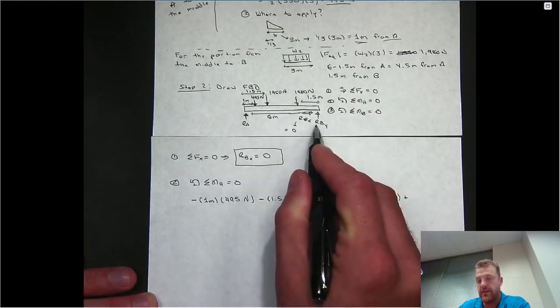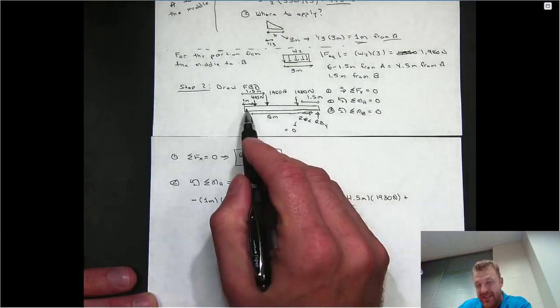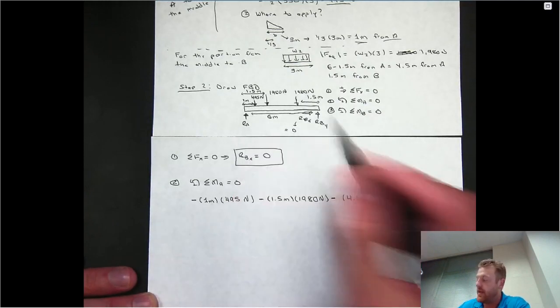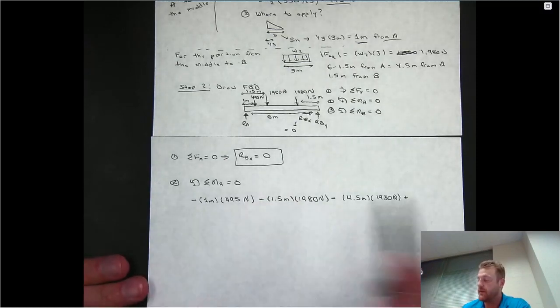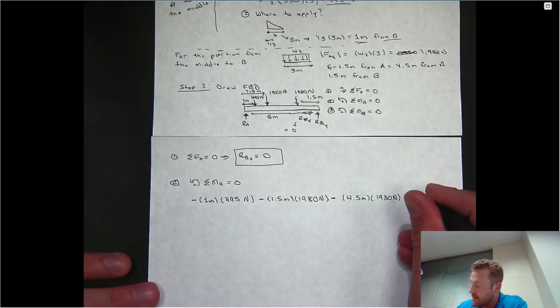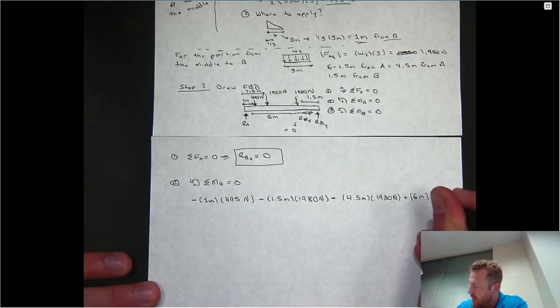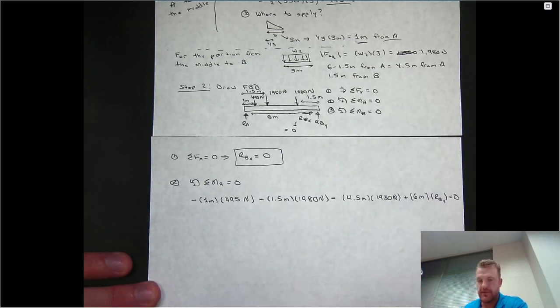plus the unknown reaction that we have, RBY, is actually 6 meters away from reaction A. So since it has that large lever arm, it's not going to have to be as large as it might have to be in order to oppose all of these rotations. So it's just going to be plus 6 meters times RBY, and that whole thing better equal 0.